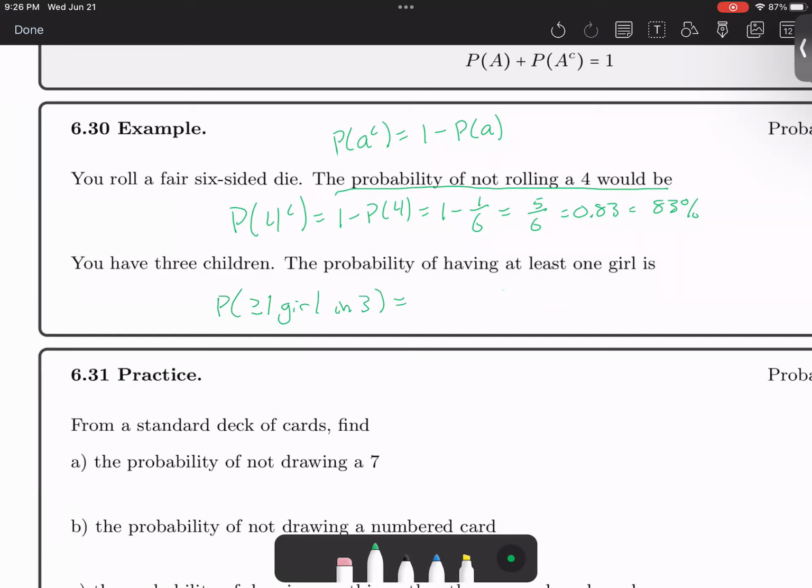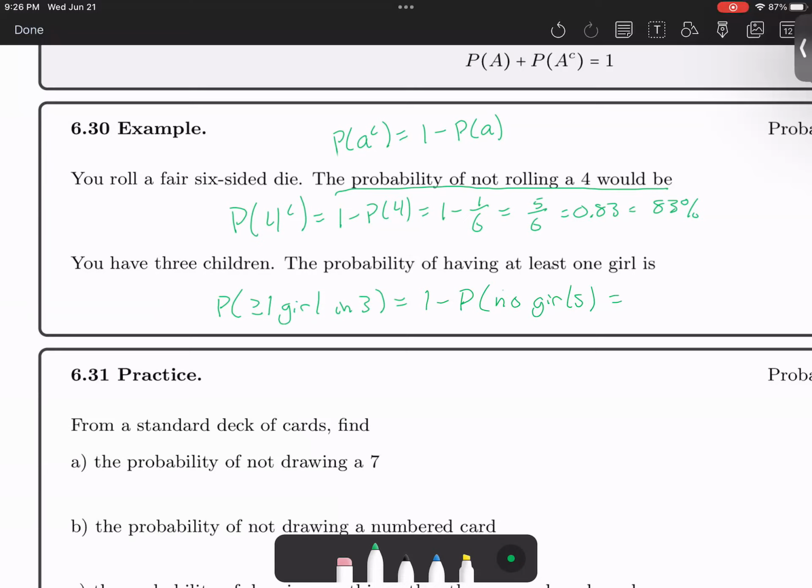So think about that in terms of complements. What's the opposite of having at least one girl? That's 1 minus the probability of having no girls. Right? Because the complement of at least one is none of them.